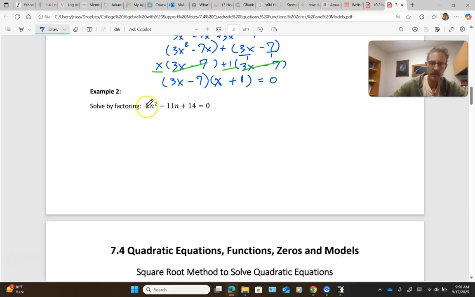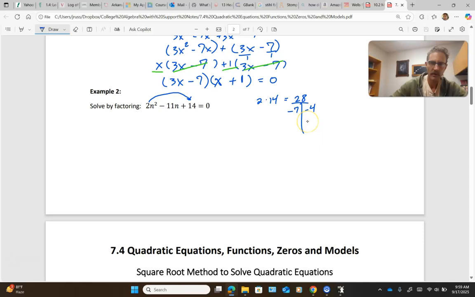So what that means is we'll multiply a times c first. I usually just show this with an arrow. 2 times 14 is equal to 28. And we need to find factors of 28 that when combined will give us negative 11. Well, those two factors are both going to have to be negatives. They're going to be negative 7 and negative 4, because when you multiply two negatives, you get the positive 28, and when you add two negatives, you get the negative 11.